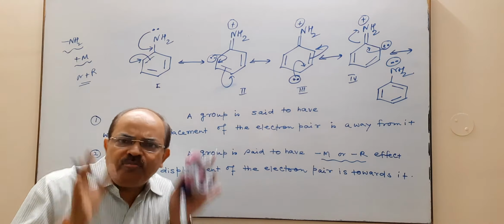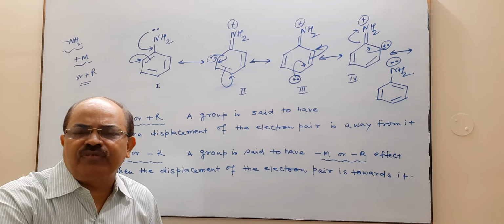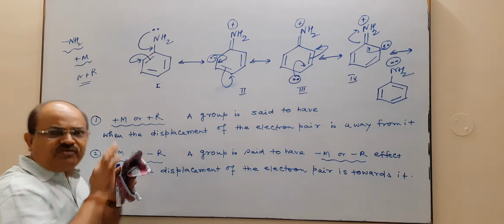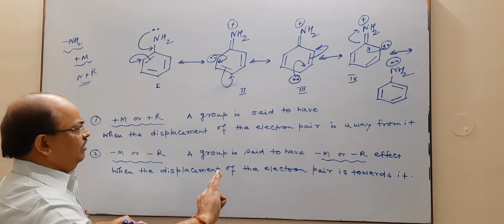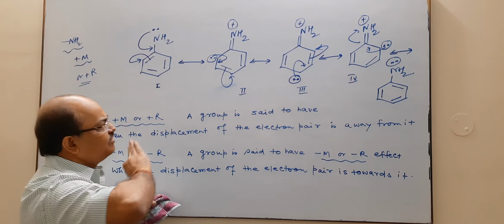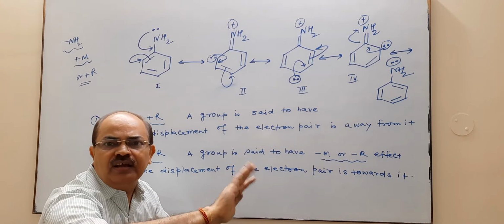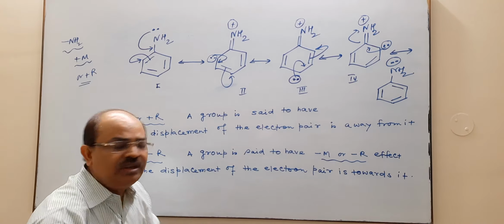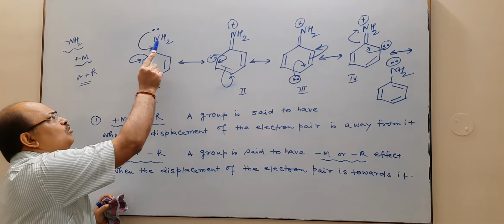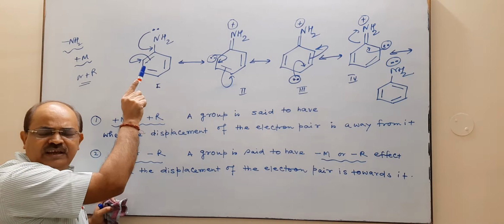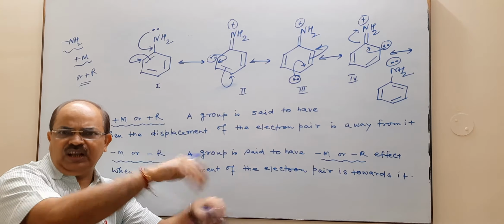Now just observe this effect. In this effect, what happens? NH2 is the group from which the displacement of electron pair is away from it. The NH2 group is attached to benzene, from where the electron pair has disappeared, gone away.